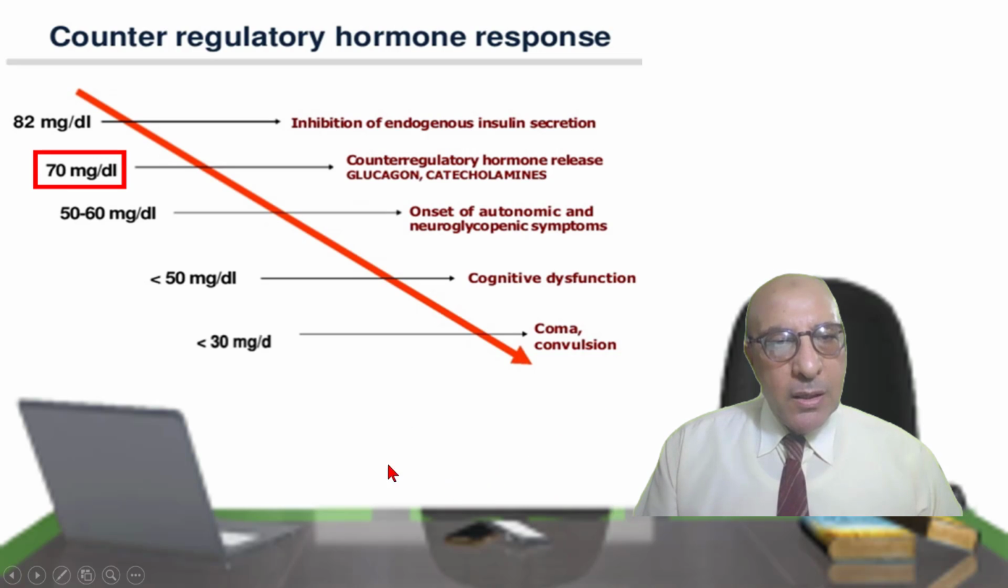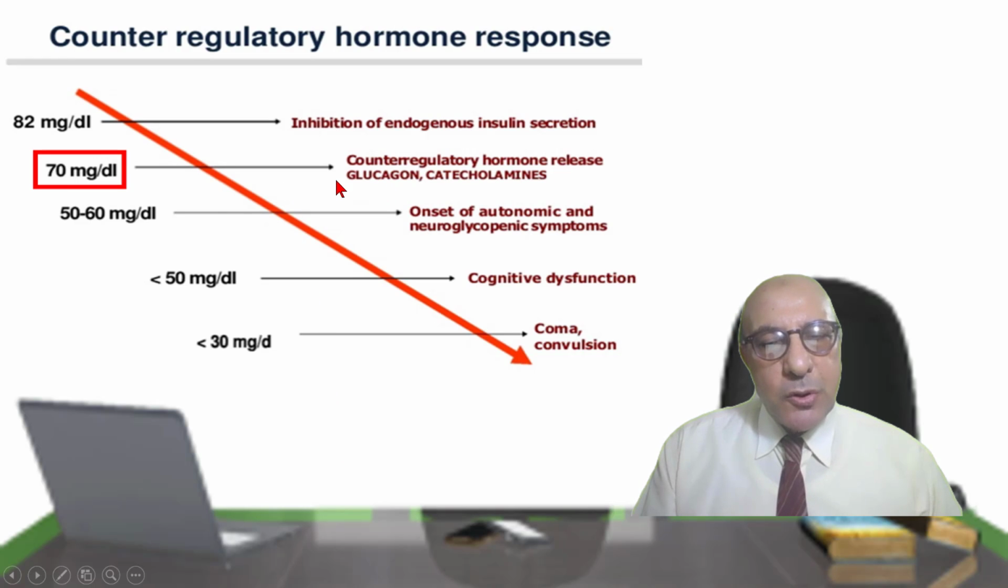In this figure, you can see clearly that there are severity grades of the hypoglycemia with different responses. As we defined hypoglycemia by blood sugar 70 milligram per deciliter or less, we'll see here clearly that even before reaching this level, if the blood sugar drops below 82 milligram per deciliter, there is inhibition of the endogenous insulin secretion. We remember well that insulin is decreasing blood sugar. Here, suppression of insulin will prevent any further decrease of the blood sugar.